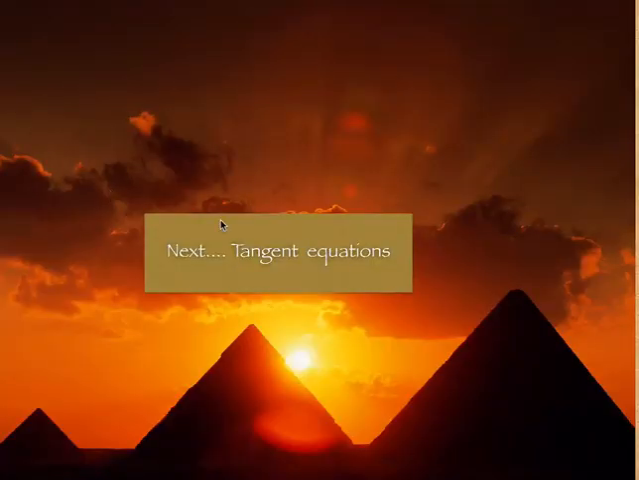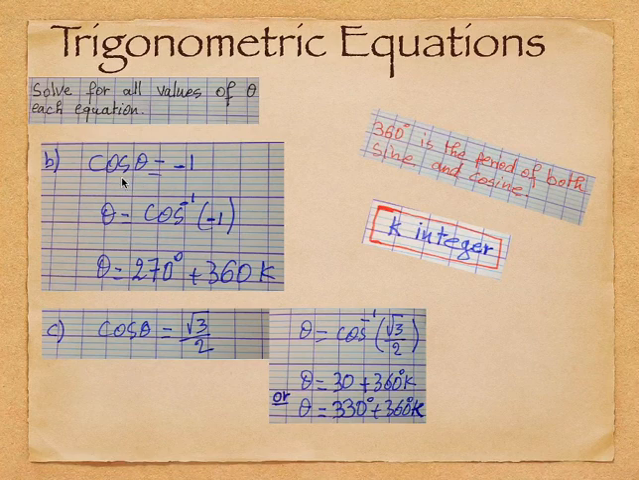The next one is cosine theta equals minus 1. Cosine inverse, you get 180. So k is an integer. Remember, you add 360k. 360 is the period of both sine and cosine. As we did with sine, we do with cosine. Now, it's a unique solution here. No more solutions between 0 and 360, you have only one solution for minus 1.